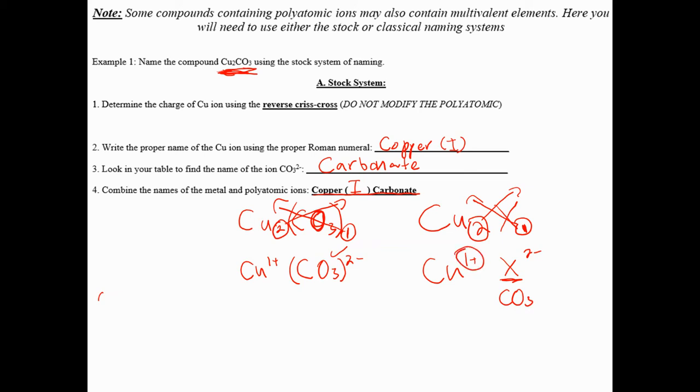You could have also done your charge balancing. There's two coppers, and there's one carbonate. This is 2 minus. These you don't have to be positive because they're metals. If you said 2 and 2, that would not have been 0 overall. So this must have been 1 and 1 to get 2 plus, 2 minus, 0. So remember, do not modify that polyatomic ion when you're doing the reverse crisscross, otherwise you ruin the formula and you no longer have the same compound.